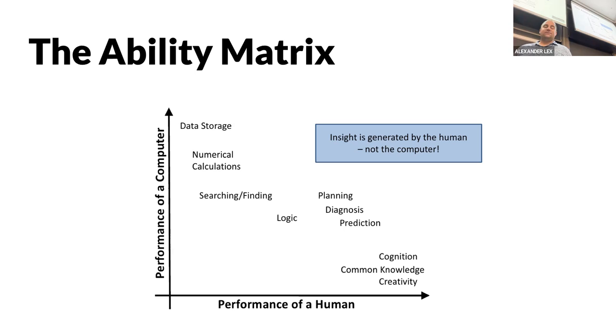Planning, diagnosis, prediction tends to be a little bit more in the human purview, but of course we are always pushing the boundaries on these things. And then cognition, bringing in common knowledge and creativity are the domain of the human, and they will be for the foreseeable future, no matter what kinds of progress we'll be making in AI, right? So this is really where humans bring something to the table that computers can't do. And visualization really is about bridging the best of both humans and computers.